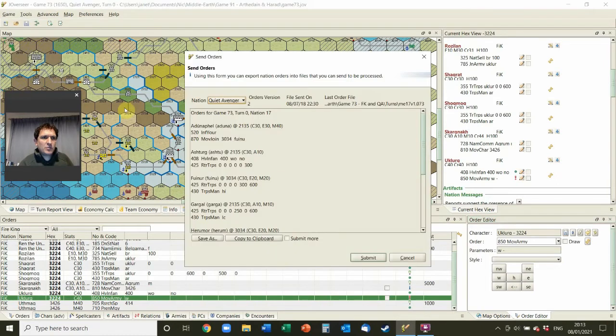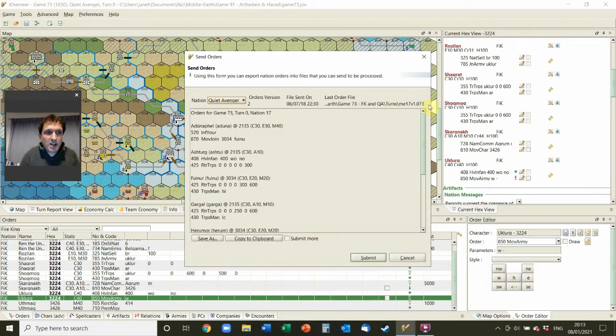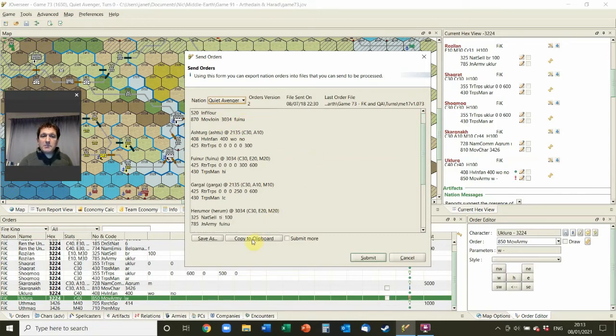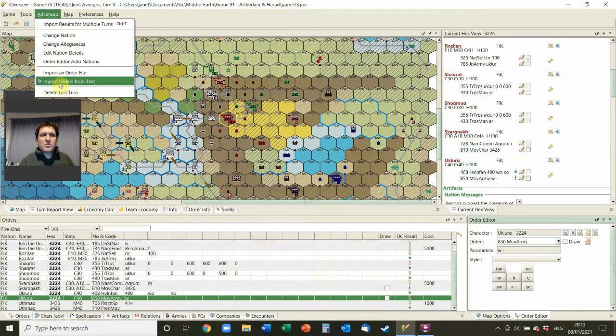You go to send orders. Now, this pulls up how the orders would look if you were to write it out by hand or type it in manually. 520 Infior, 870 Movjoin, 3034 Fuina, and so forth. Now you can copy these to clipboard, and that means you're going to be able to paste them if you were to go straight over to an email program. And I mentioned early on about import orders from text. That's a really useful thing.